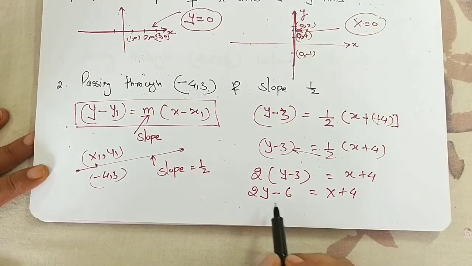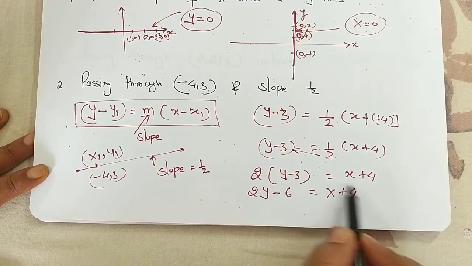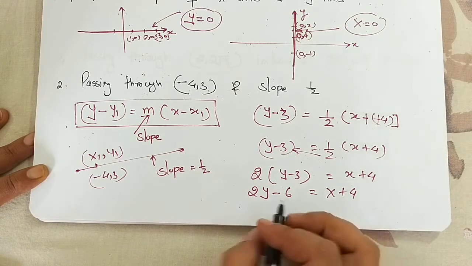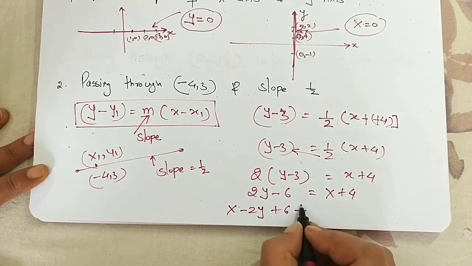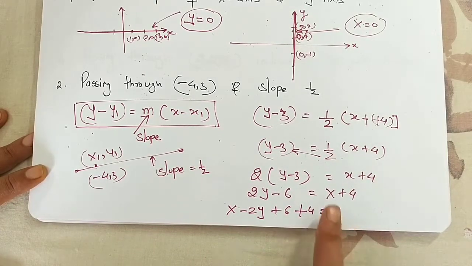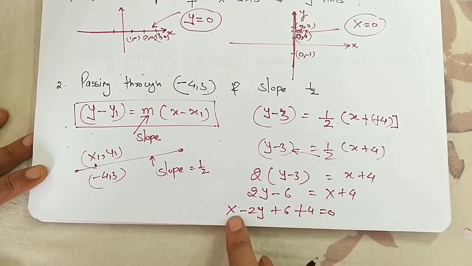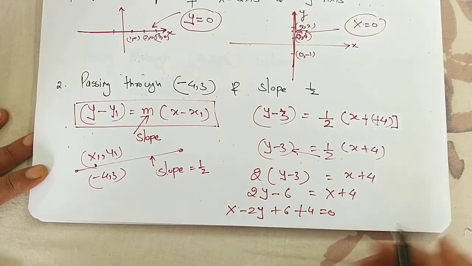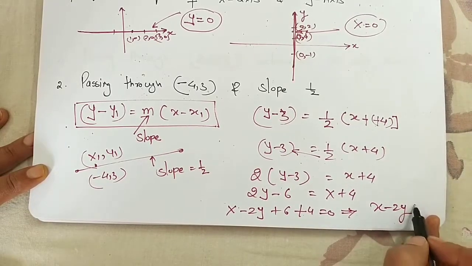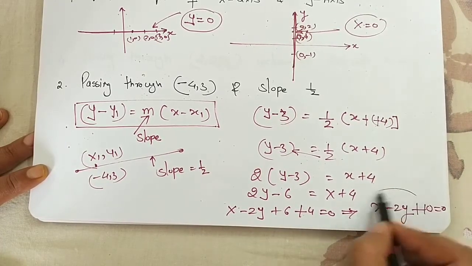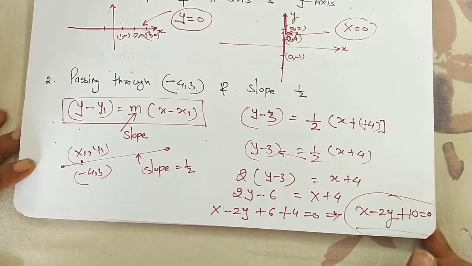Now to simplify it further, I should take everything on one side. So I can write x minus 2y plus 6 plus 4 is 0. What I did: x plus 4 I kept here only, 2y I took to the other side, so it became minus 2y, and minus 6 became plus 6. So this is my final equation, or I can write x minus 2y plus 10 is equal to 0. This is my final answer.